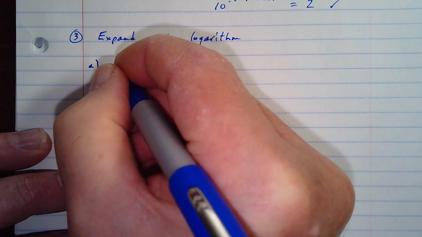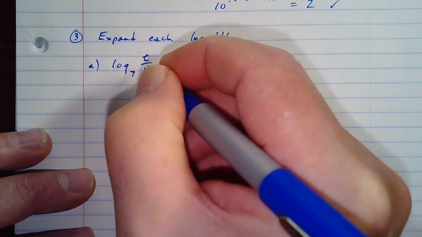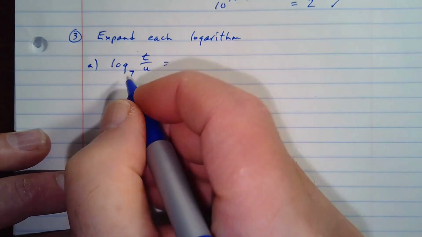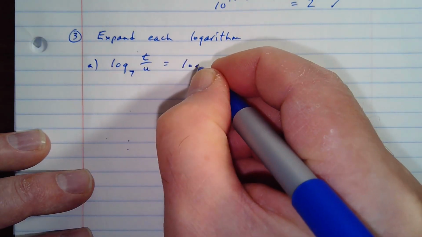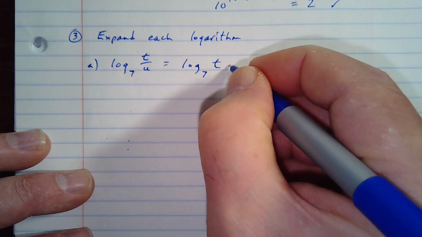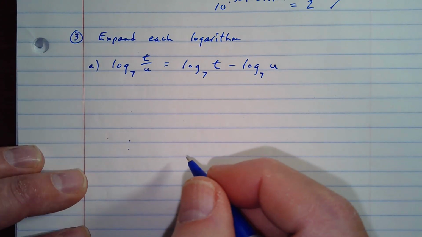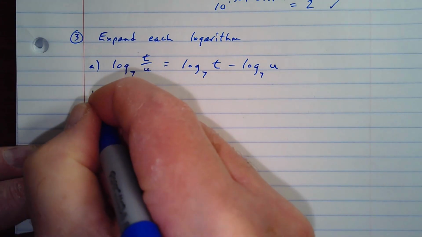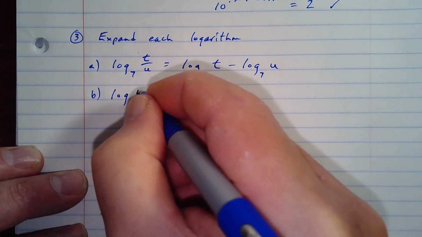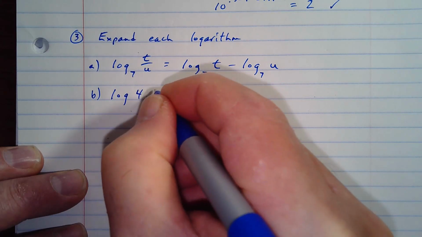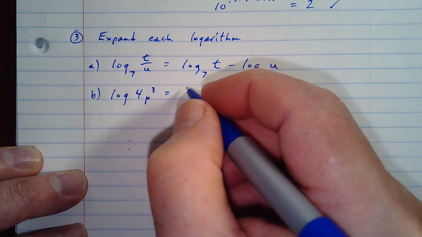All right, so here's our first example. We got log base 7 of t over u. And so expanding that out now, because it's a fraction, that's going to put a minus sign between my two log terms. Log base 7 of t, the numerator, minus log base 7 of u, the denominator. Done. That's all you have to do. All right, part B. Log, not base 4, common log here, of 4p to the 3rd. Remember, you don't have to put that base 10, but if you do, that's fine.